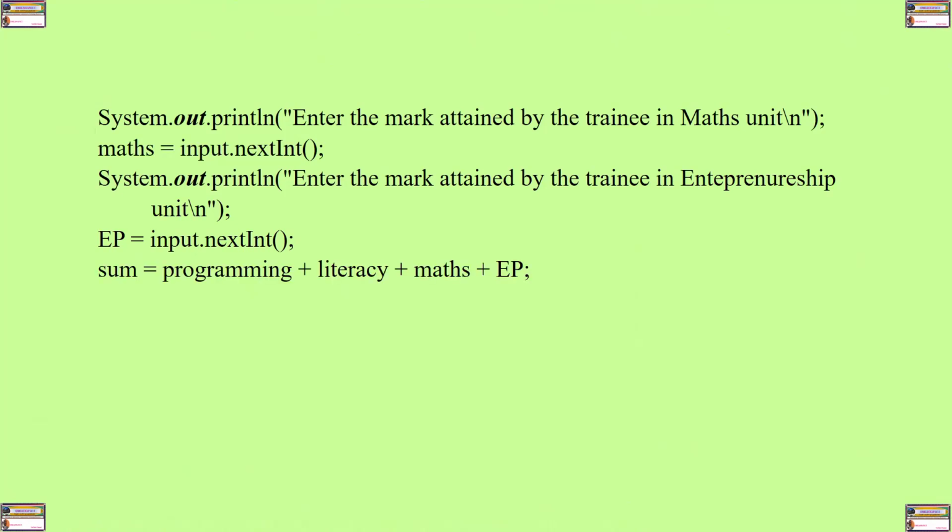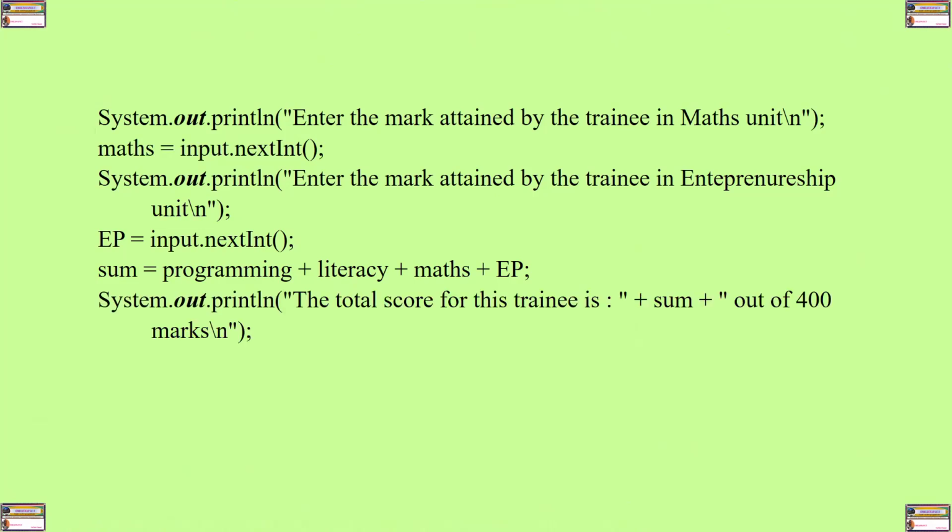The next statement is to compute the sum of the numbers. This statement simply means you are telling the translator to read the value entered in the memory location called entrepreneurship or EP, add it to the value stored in the memory location called months, then add that to the value stored in the memory location called literacy, and finally add the value in the memory location called programming, and the result generated be stored in the memory location called sum.